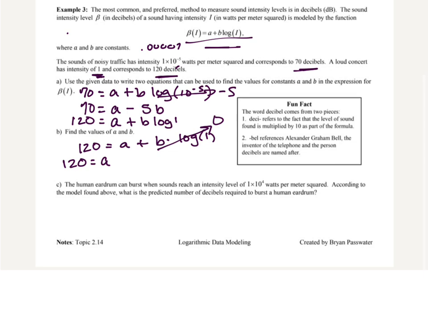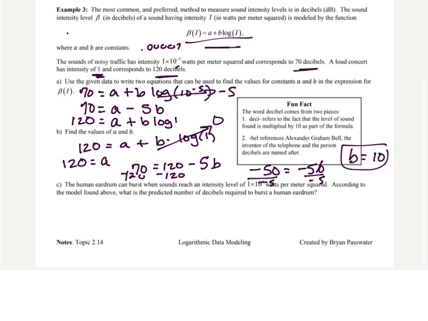Okay, so knowing that information, can you solve for B? 70 equals 120 plus B? No, 70 equals 120 minus 5B. I got the wrong equation up here. Minus 5B. So we'd subtract 120 from both sides. Negative 50 equals negative 5B. So B must be 10. So A is 120 and B is 10.